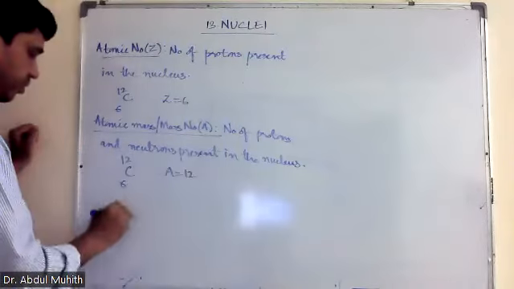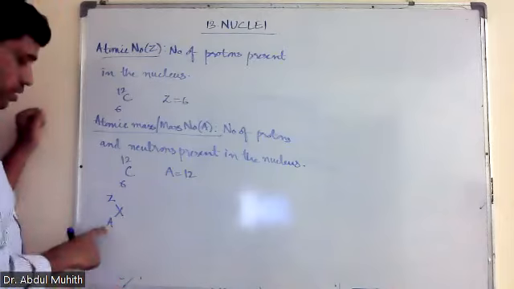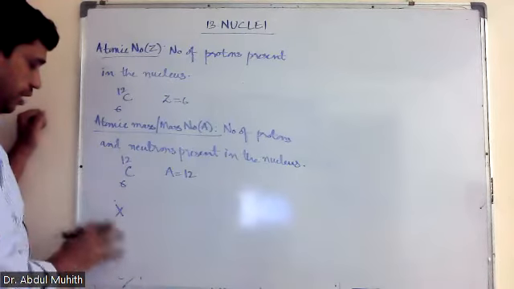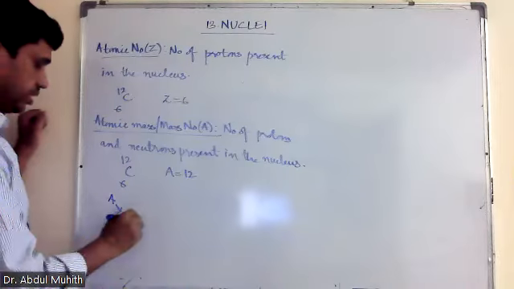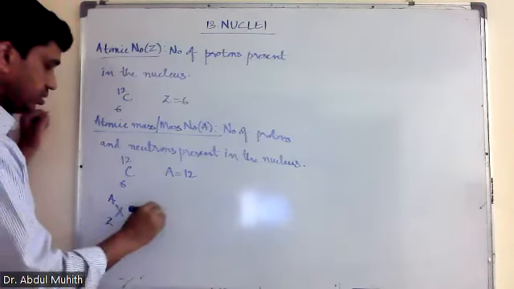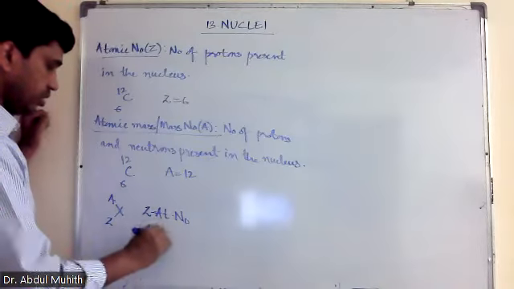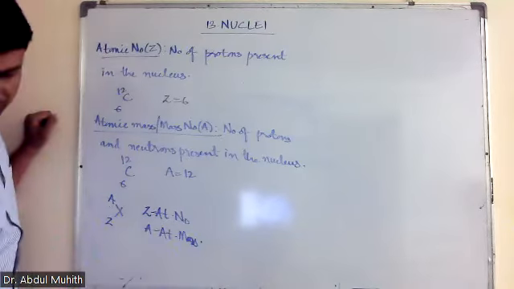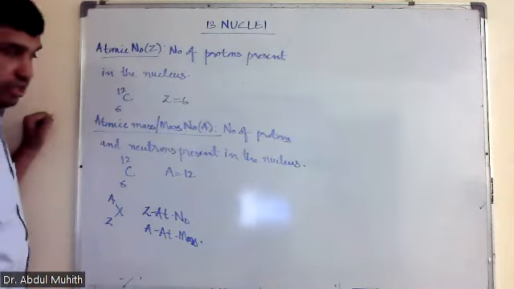So when we represent any element like this, X is the symbol of the element, A is the atomic mass, and Z is the atomic number. I'll write like this, you can write like this also. So Z is atomic number, and A is atomic mass. This is how it is given. Already you studied this in your grade 11 chemistry.